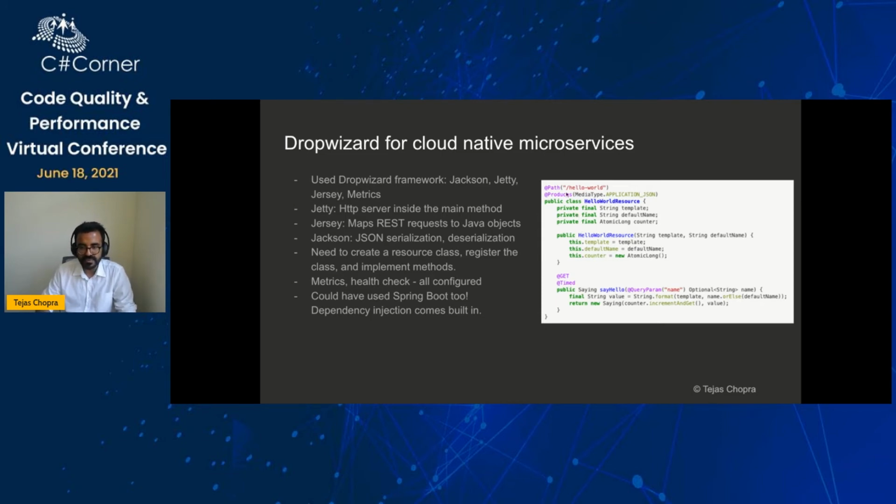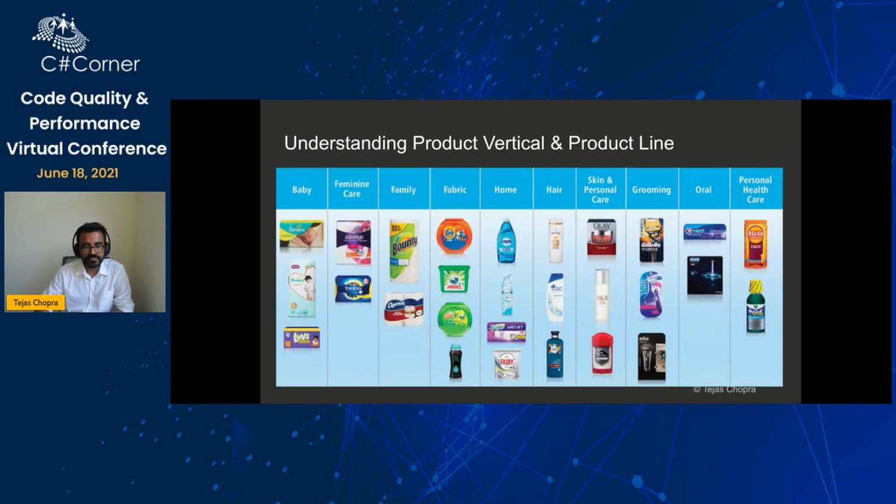As you can see here, it's very simple to define the resource path, what is produced, and give query parameters, and have a get method that is timed. This is a very simple example of a hello world resource that we've created. And with Spring Boot, if we would have gone that path, we would have got a dependency injection that came with it. So that's just a little nugget on how we built our microservices.